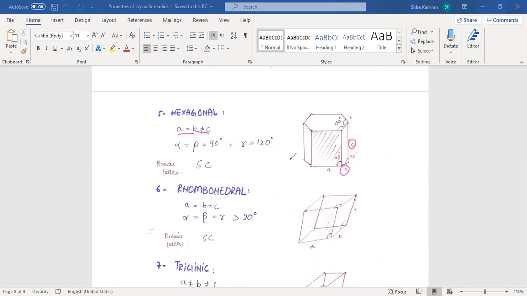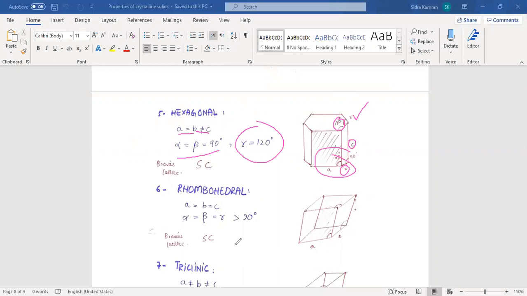In the hexagonal crystal system, alpha and beta angles are 90 degrees, but the angle gamma is equal to 120 degrees. Here you can see this is the gamma angle which is equal to 120 degrees, but the angles alpha and beta are equal to 90 degrees.